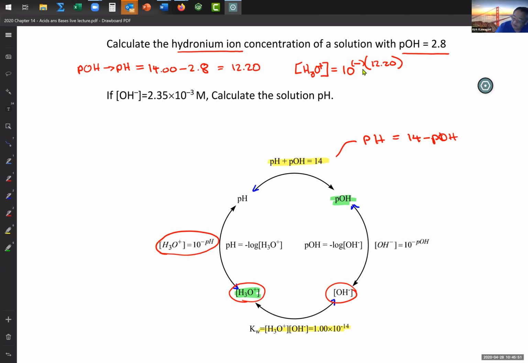Okay, so when I do that on my calculator, again, I'm going to do my anti-log function. Turn it on first. Anti-log negative 12.20. And that becomes a really tiny number. I talk about why we do this in the lecture. 6.31. Sorry. Times 10 to the negative 13. Okay. So that's how you do those problems.